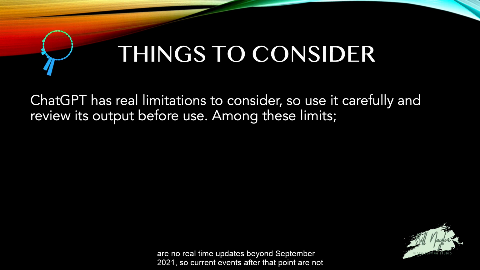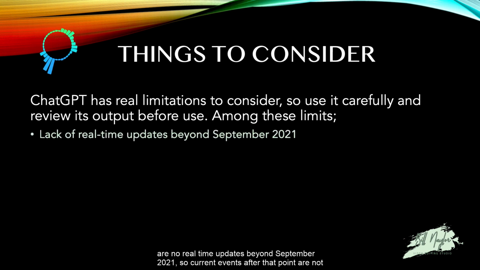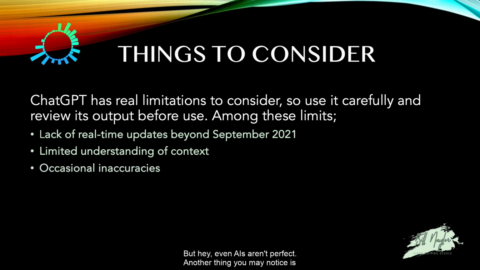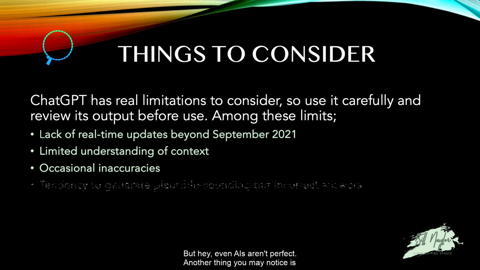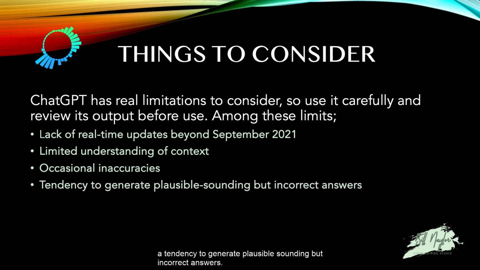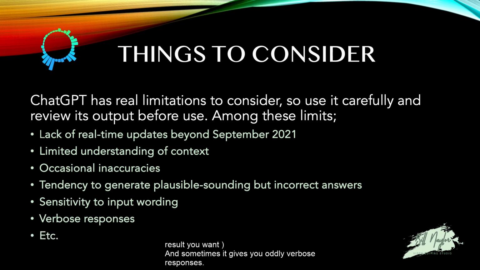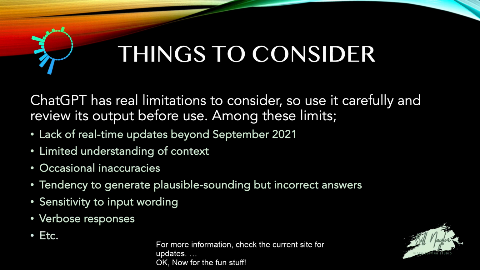For one thing, there are no real-time updates beyond September 2021, so current events after that point are not available. Also, it has a limited understanding of context. But don't we all? There are, of course, occasional inaccuracies. But hey, even AIs aren't perfect. Another thing you may notice is a tendency to generate plausible-sounding but incorrect answers. It is sensitive to how input is worded, so you may have to try a few different ways to get the result you want. And sometimes it gives you oddly verbose responses. For more information, check the current site for updates.